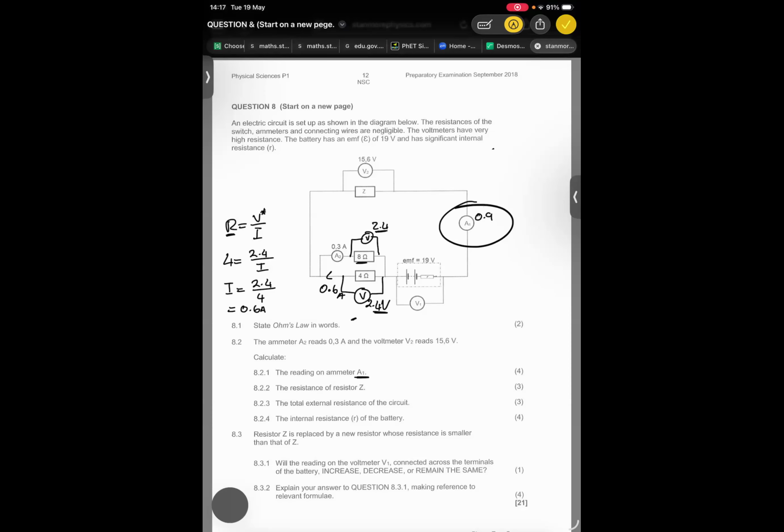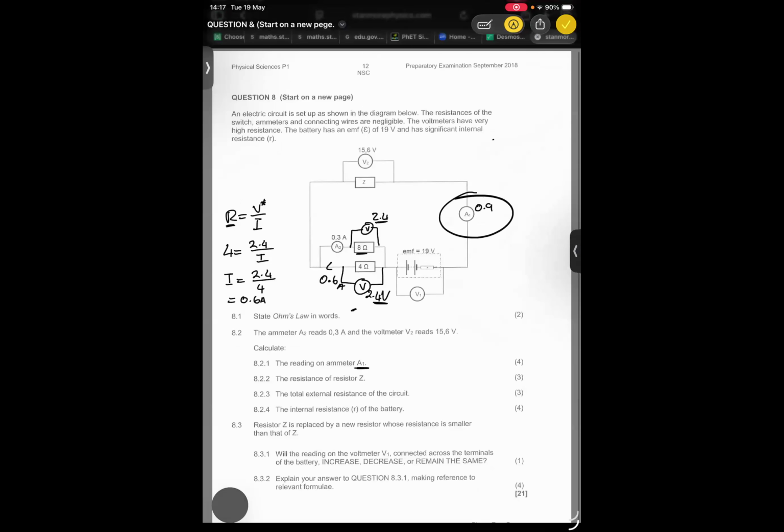Explain to us, what did you do? Okay, so I used the formula R equals V over I, and then for V, I substituted 15.6, and then for I, I substituted 0.9, and then I got 70. It's supposed to be 17.3 ohms. Yes.